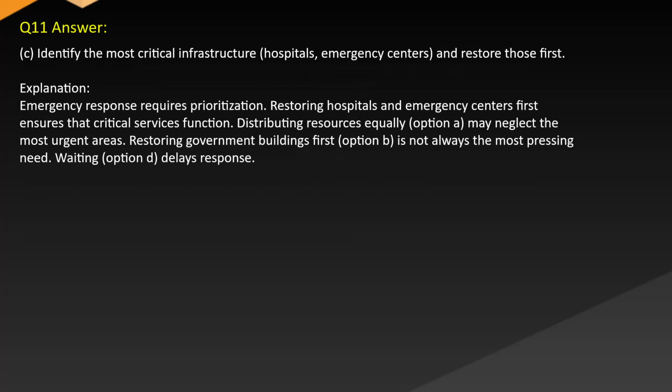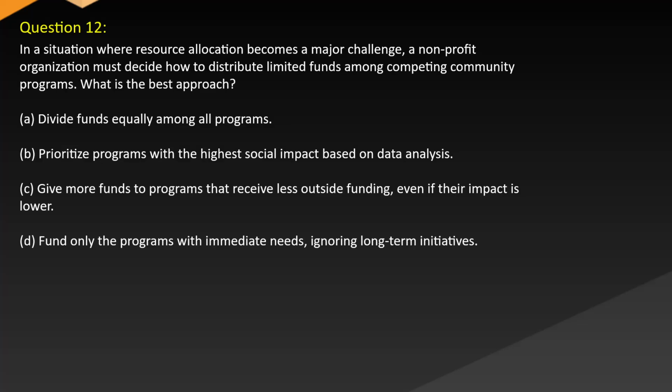Answer. C. Identify the most critical infrastructure, hospitals, emergency centers, and restore those first. Explanation. Emergency response requires prioritization. Restoring hospitals and emergency centers first ensures that critical services function. Distributing resources equally, option A, may neglect the most urgent areas. Restoring government buildings first, option B, is not always the most pressing need. Waiting, option D, delays response.